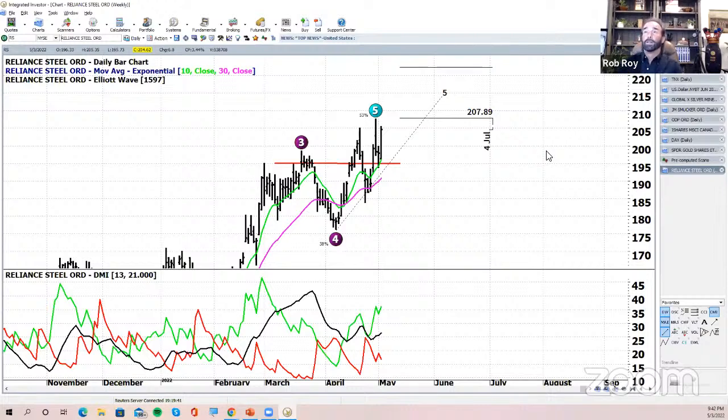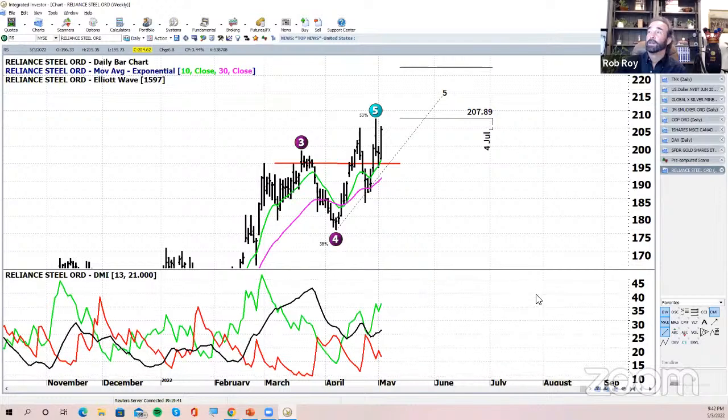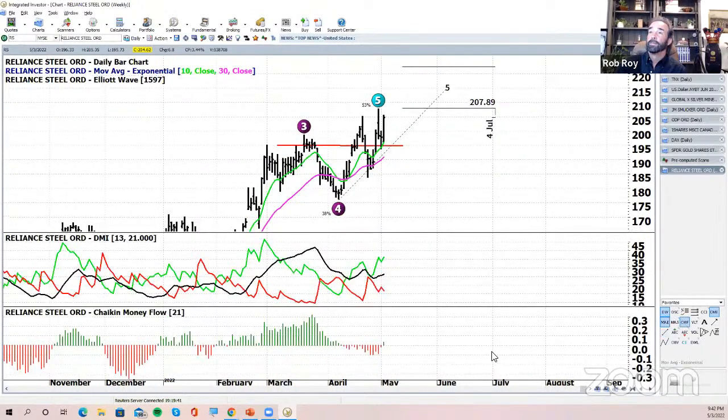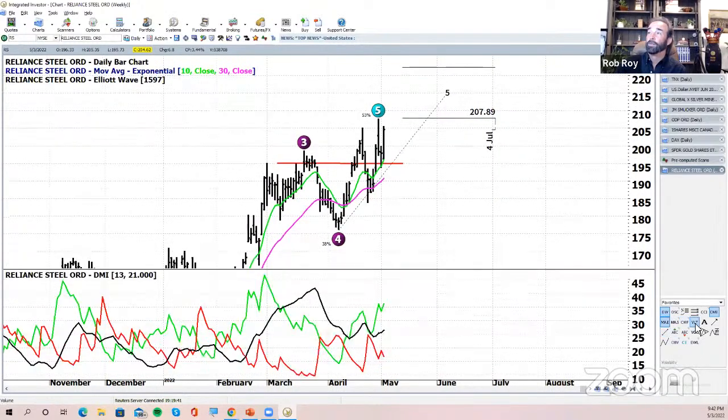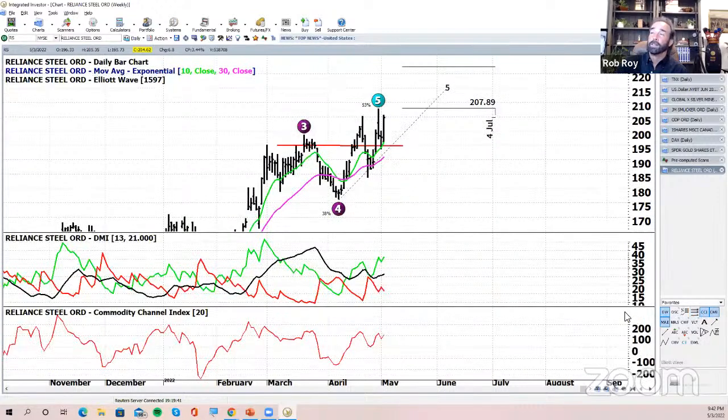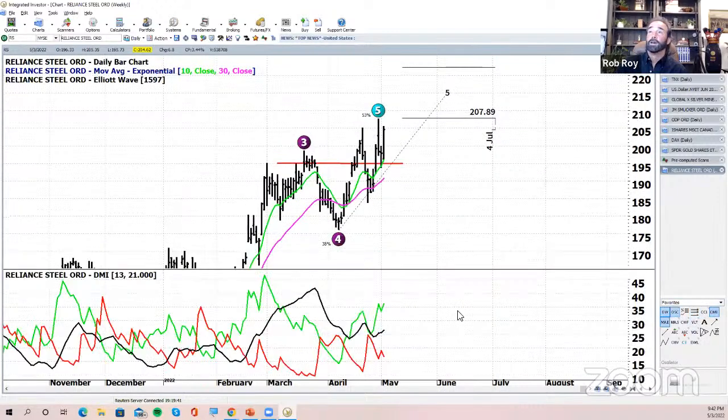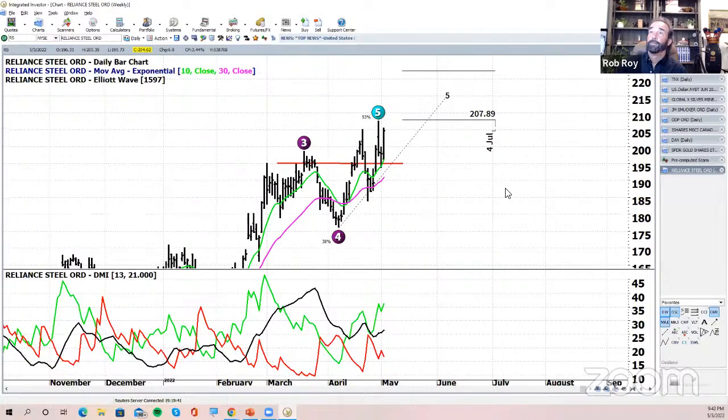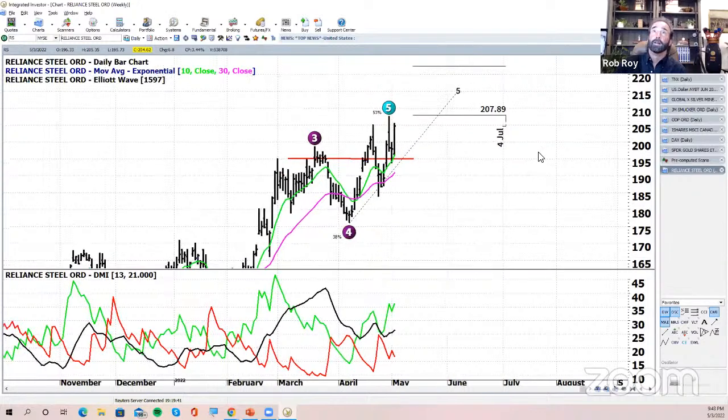So we touched the 10-day moving average on the low. Again, we've broken above this. The DMI is suggestive that we continue higher. Positive money flow there. CCI looks good. Everything looks good on that one. So there you go. That was quick. There's our case study consideration for this week: a move to the upside up to 215 on RS.